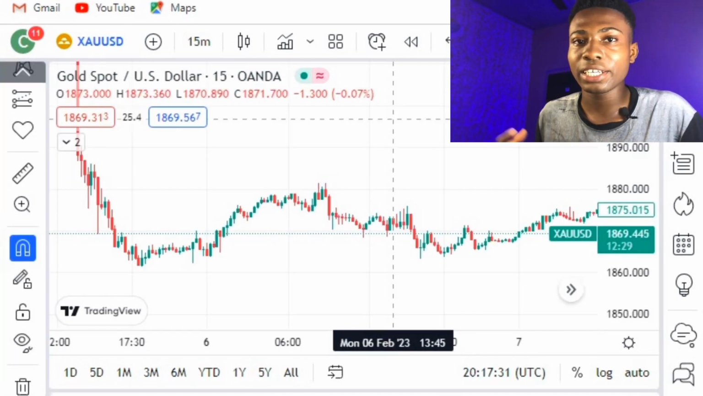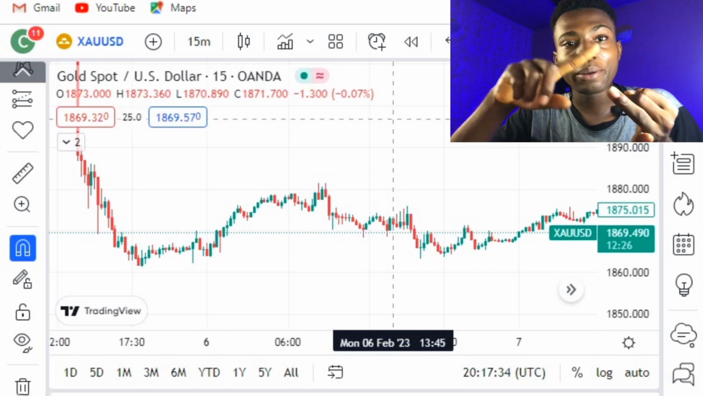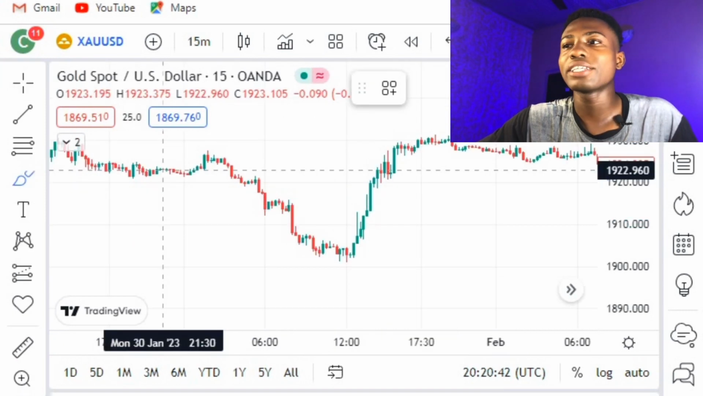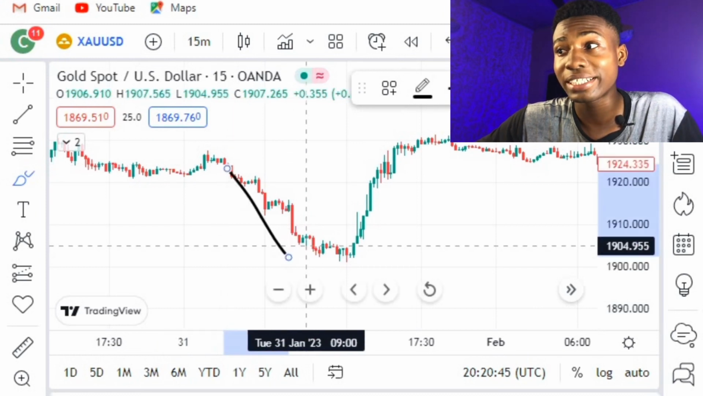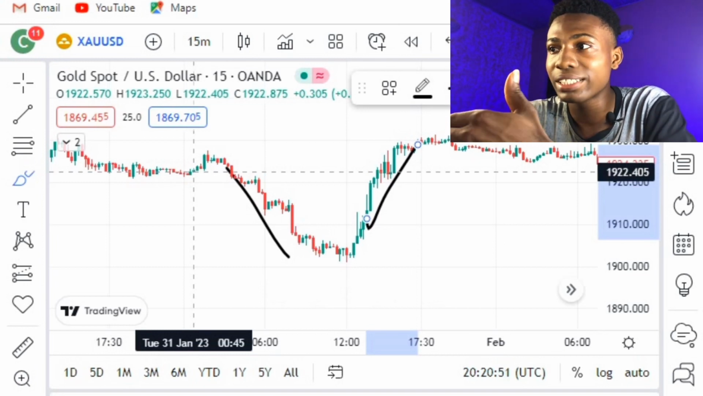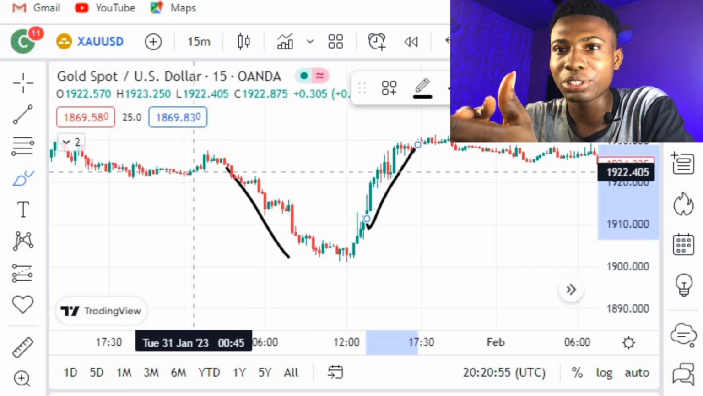Now, we need to get something that will show us when the market is going up, when the market is going down, and when the market is going into consolidation. Now, as you can see right here, this is a downtrend and this is an uptrend. Now, as we found this out, this is basically price action. We're using how price is reacting to find those points of downtrend and uptrend.